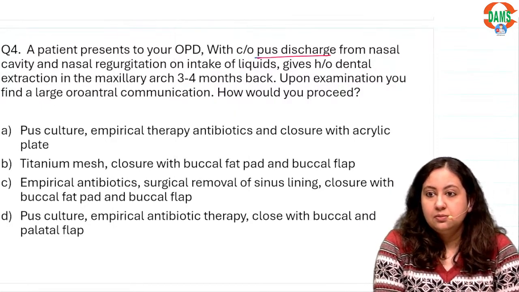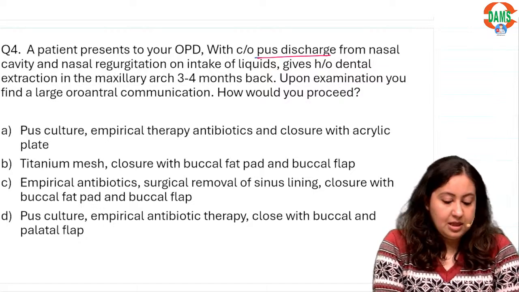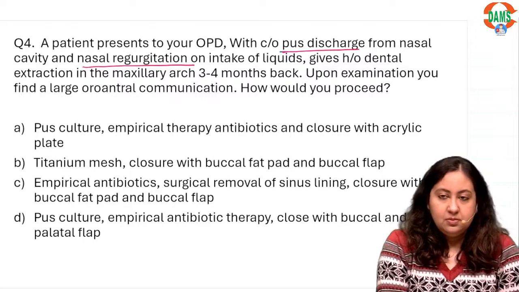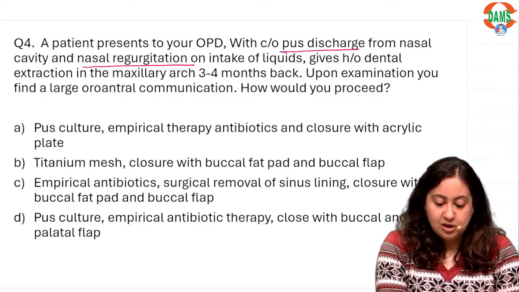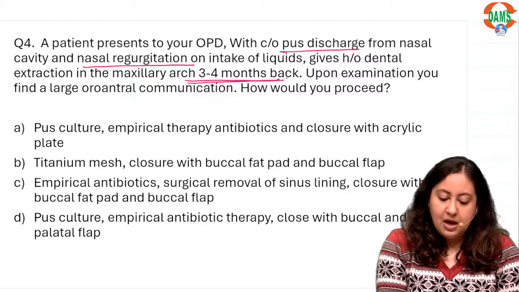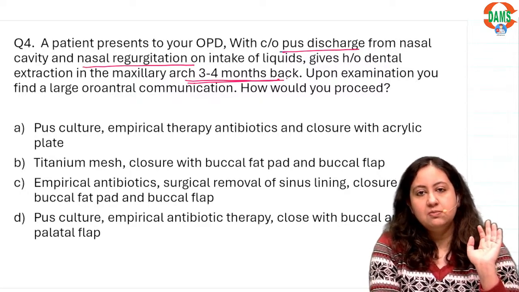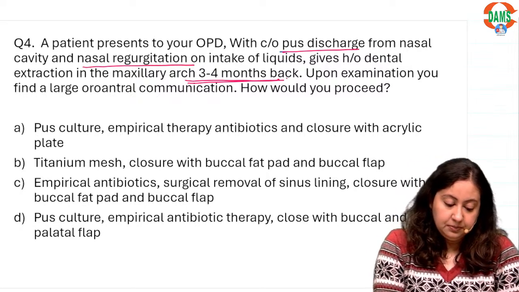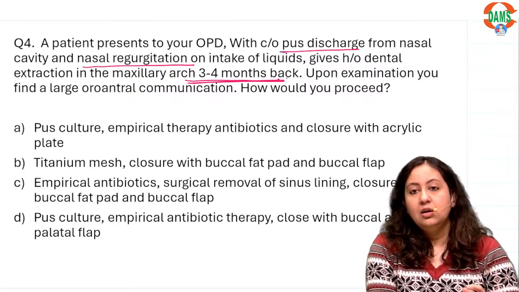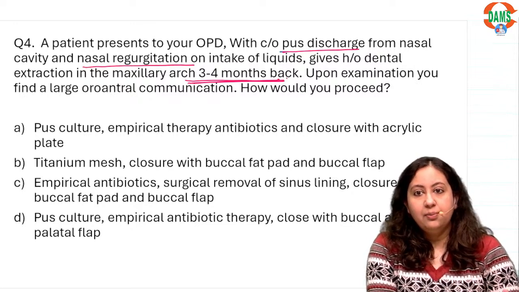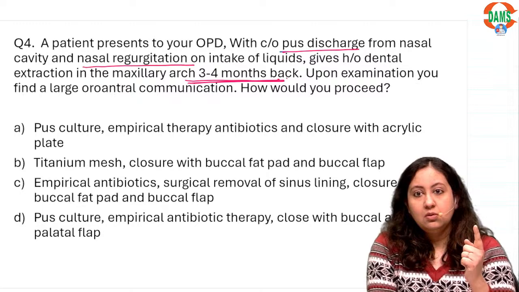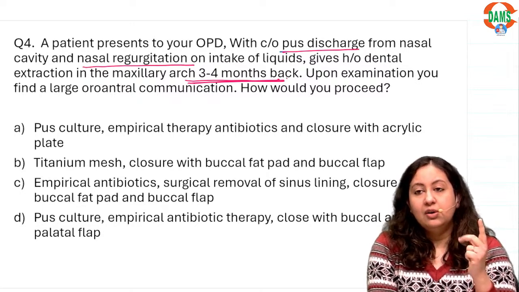Pus discharge. That means there is something infected. Nasal regurgitation is telling you that there is an oroantral communication or fistula. Now, the history of extraction is 3-4 months back, and the patient has been complaining of these symptoms since then. So what does this signify? That there is something chronic and infective. So you have to take care of the infection, and you have to close also.